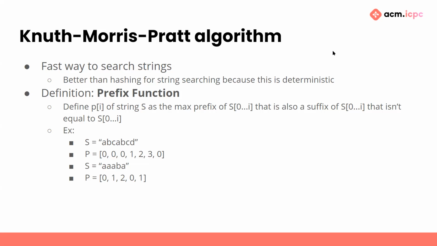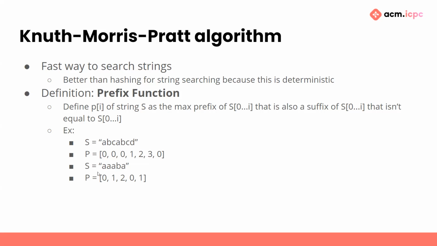And so the basis for the KMP algorithm lies in the prefix function. We can define this function as an array, and let's call it P here. So we can call pi of string S at index i the length of the maximum prefix of the substring from the beginning of S to index i that is also a suffix of that same substring, and that is not equal to the whole substring itself. So I put two examples here. We have S equals ABCABCD.